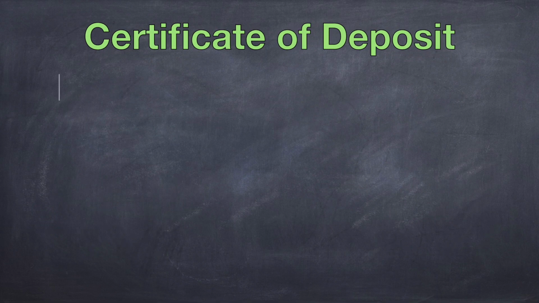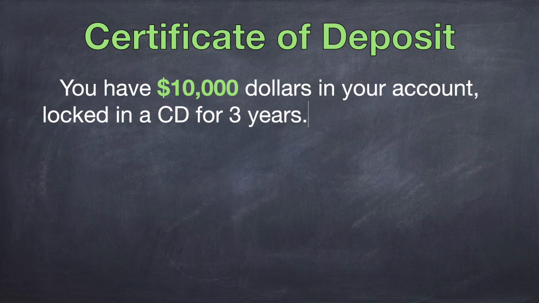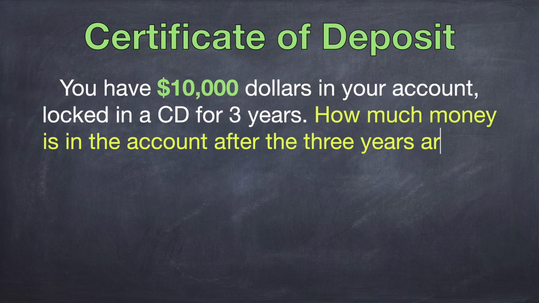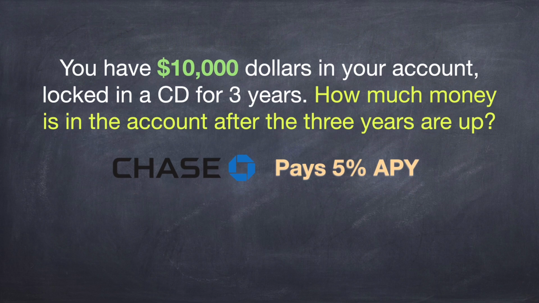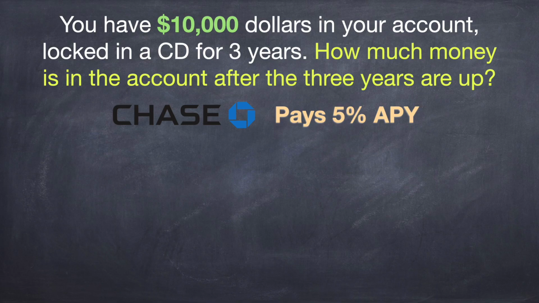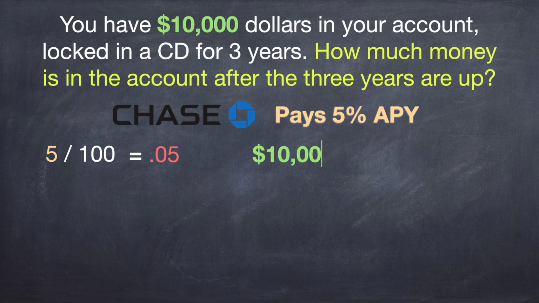So let's look at these CDs real quick. In the same scenario, let's say you have $10,000 in your CD account locked for 3 years. How much money is in the account after the 3 years are up? Let's say you have a Chase CD account that pays 5% APY. So let's figure out how much is in there after 3 years. We're going to get our multiplier first: take the interest rate, 5 divided by 100, which gives us a multiplier of 0.05. We multiply that by the money in the account, and that gives us $500 of interest we made in the first year.